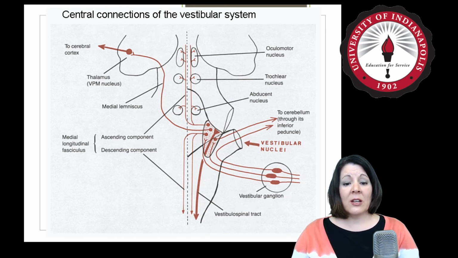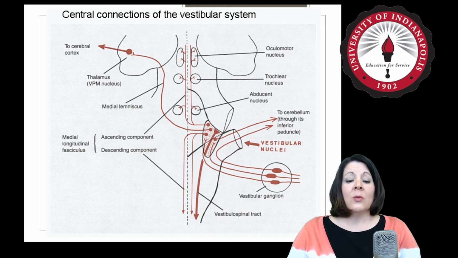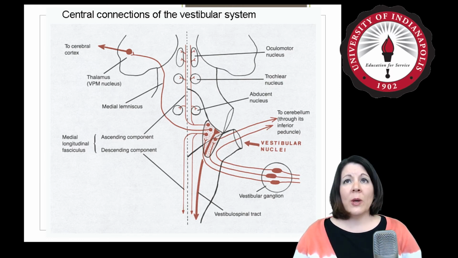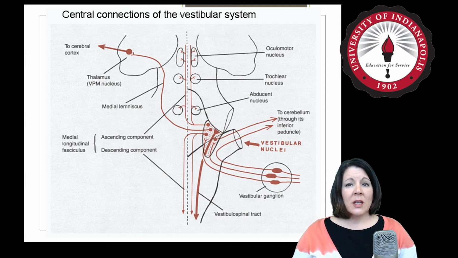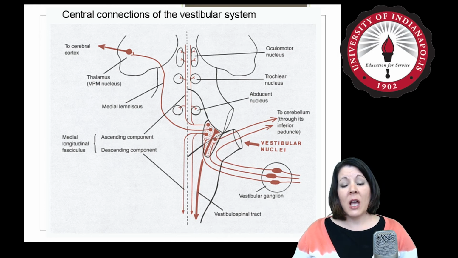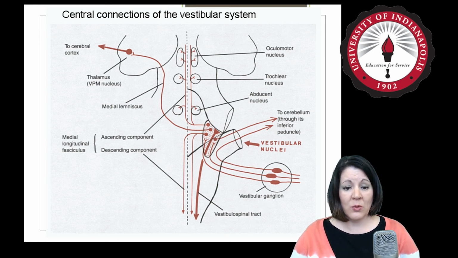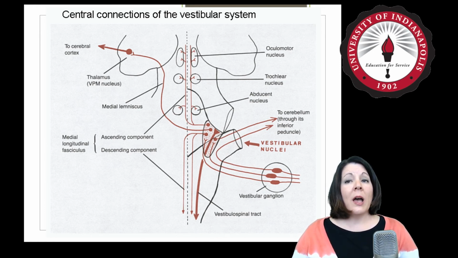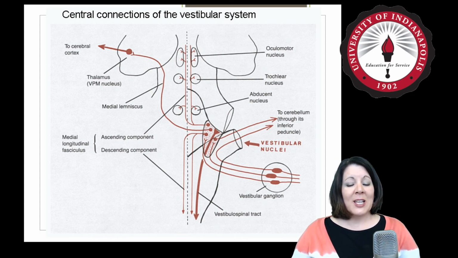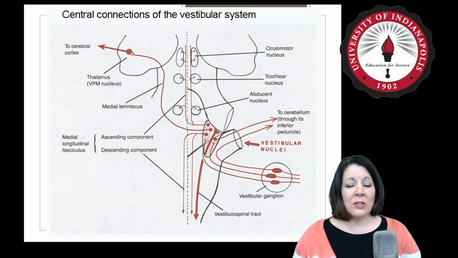Then we also have connections with the cerebral cortex, with the limbic system, with the basal ganglia, in order to have connections with our emotions, in order to have connections with the vagal nerve, and in order to have some conscious awareness of the movements that we're making. So that is why we feel so yucky when our vestibular system is so upset, is because of all the connections to the limbic system and connections to the vagal nerve.